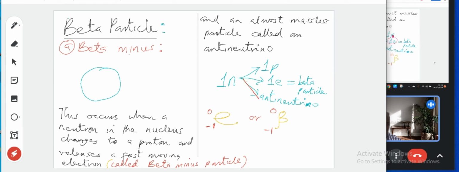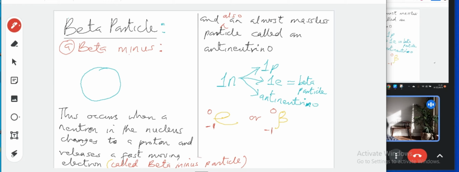and also another particle which has no mass, or the mass is so small that it's difficult to detect. In fact, it was just recently that the antineutrino was discovered, because the mass is very, very small, insignificantly small. So it was difficult to detect an antineutrino. Okay, so that's how a beta minus occurs.